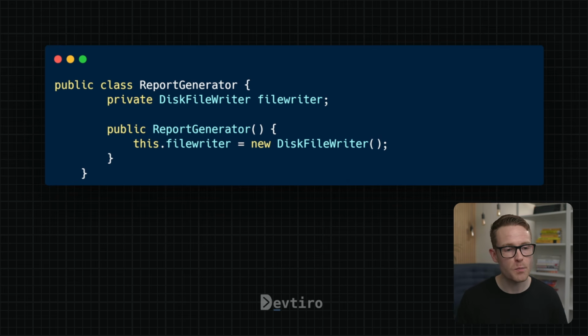Here we can see an example of the ReportGenerator class. Inside of the constructor of ReportGenerator here, we have this.fileWriter equals new DiskFileWriter. We're creating a new instance of DiskFileWriter.